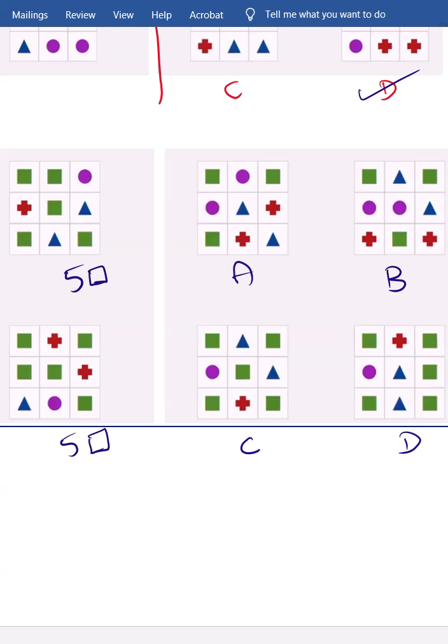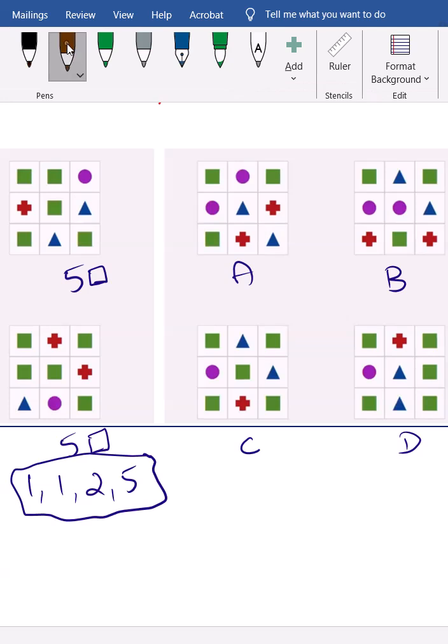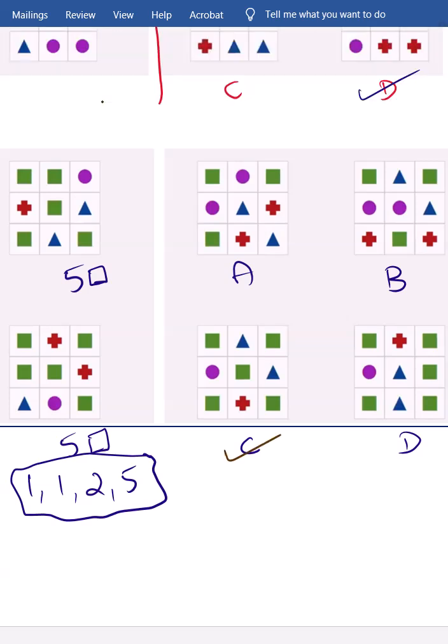It's not about 5 squares. It's 5 same symbols; I can say 1, 1, 2, 5 is the logic. In the right side, that is satisfied in C and D. I hope you understand this method.